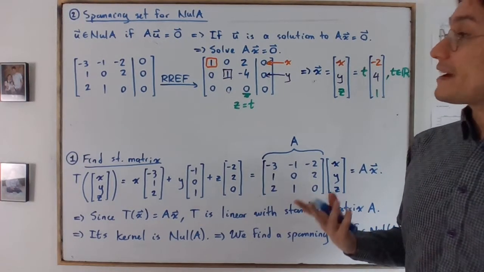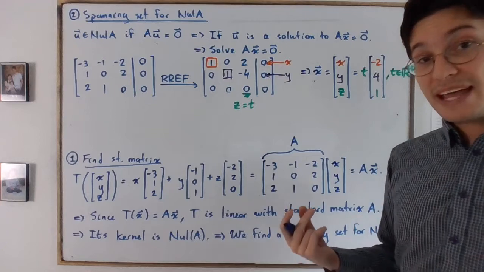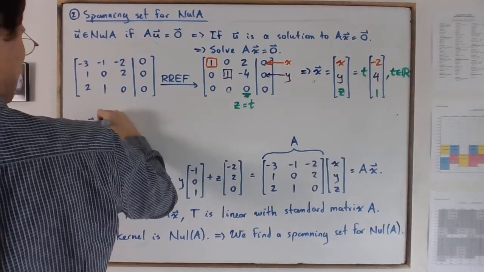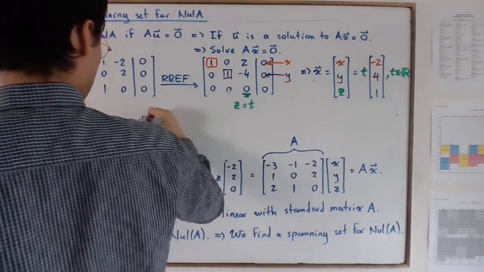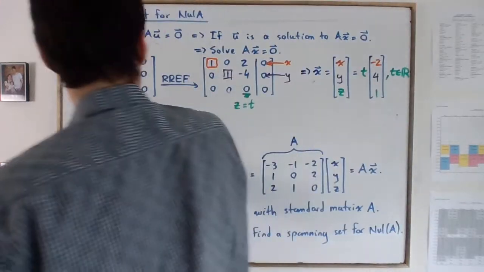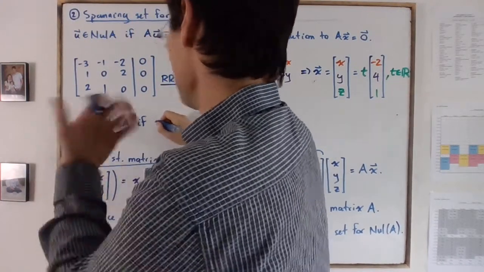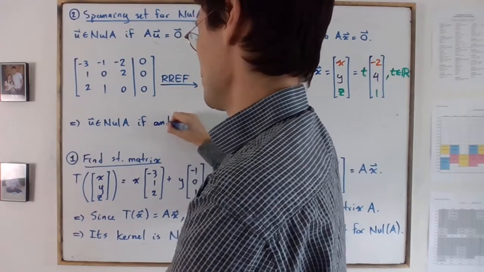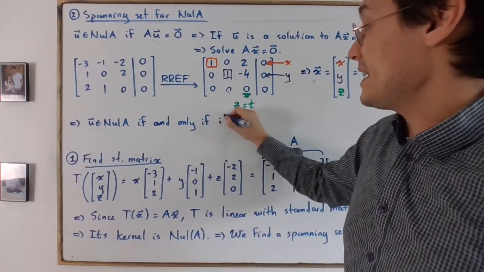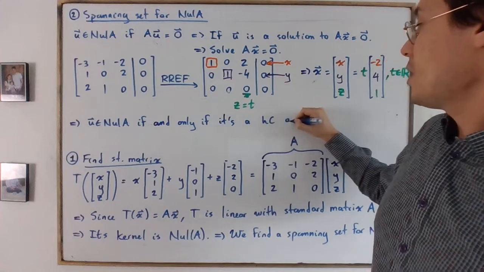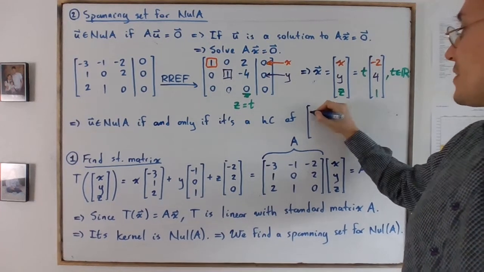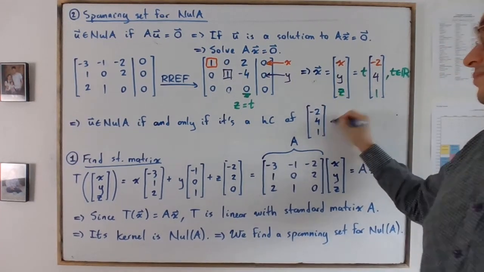So what did we find out? We found out that U is in the null space of A if and only if, just to be crystal clear that it really goes both ways, U is a linear combination of this vector. I'm going to write it as a column: negative 2, 4, 1.